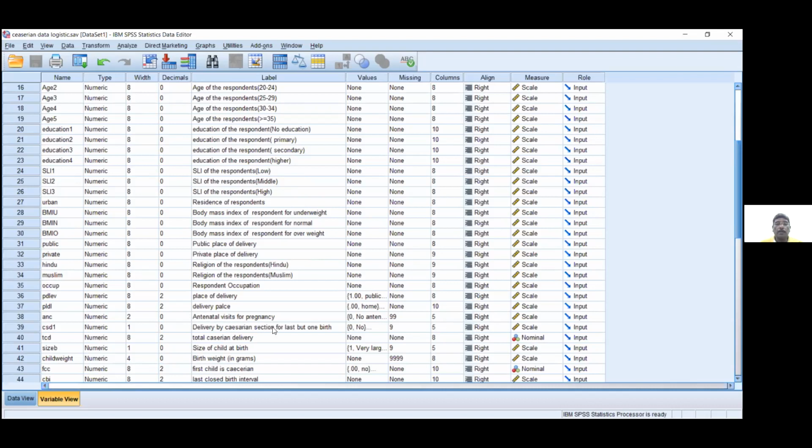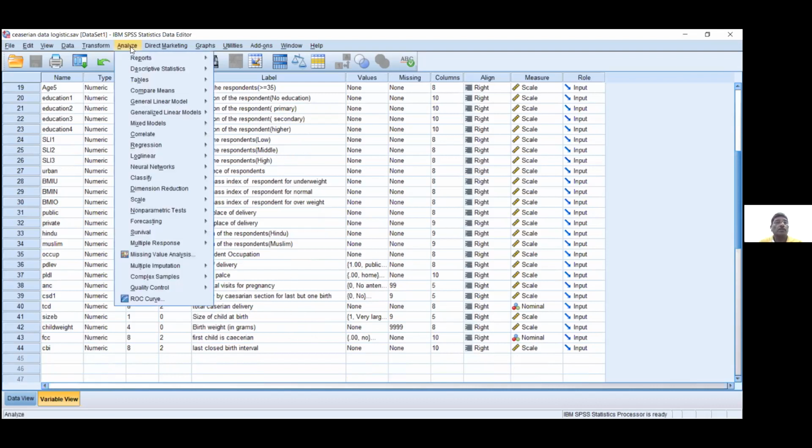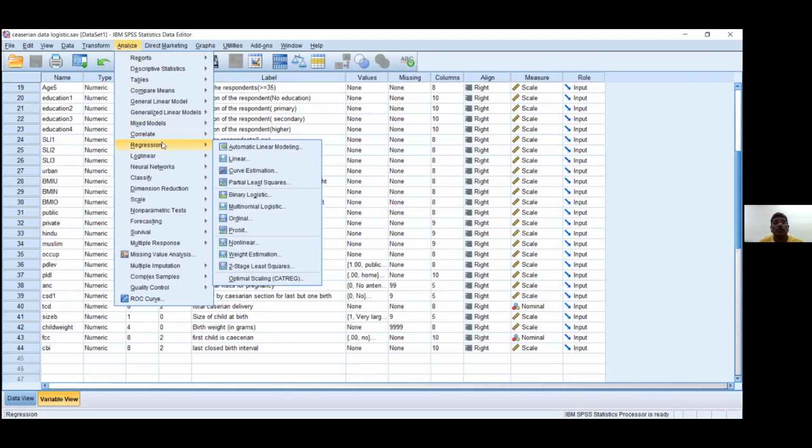Okay, antenatal visit for the pregnancy is also considered. CSD1, delivery by cesarean section for the last but one birth. Also, I would like to know whether the last birth was a cesarean baby. What is the chance that the current baby is cesarean or not? Okay, so these are the variables I have considered for the analysis. Now let us start the logistic regression. So come into the regression section.